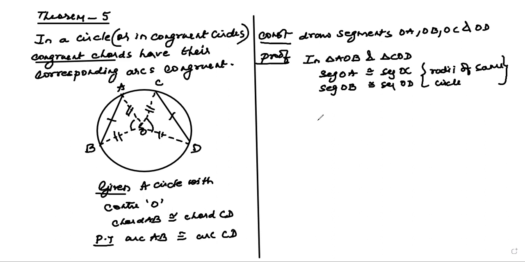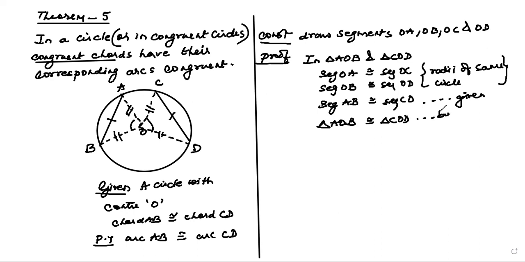Then segment AB, you can look at segment AB iska, and you can look at segment CD iska, children. Segment AB and segment CD be congruent hai. Given hai, children. Therefore, can I say triangle AOB is congruent to triangle COD by what test, children? By SSS test of congruence. ये दोनों triangles congruent हो गया.